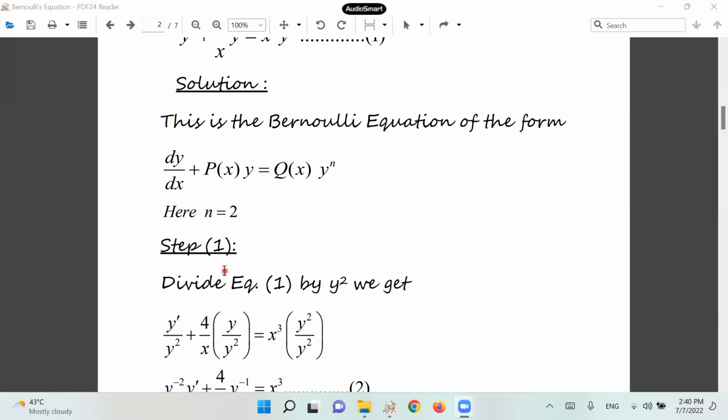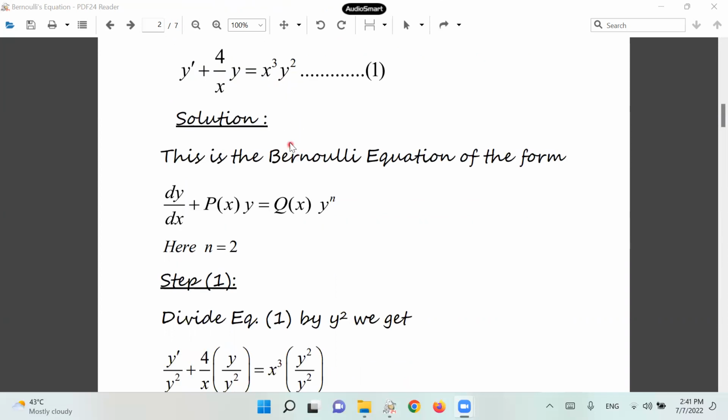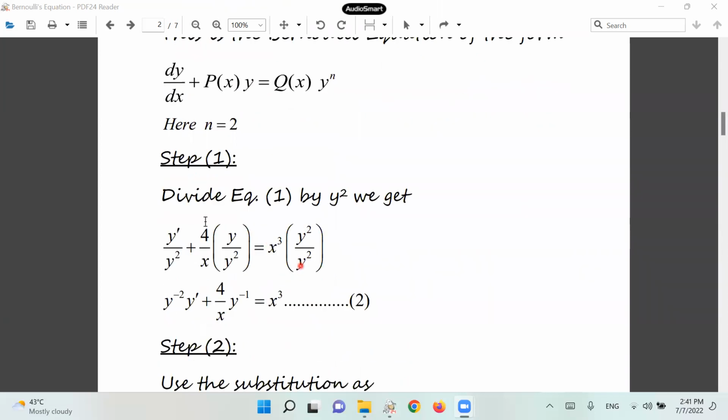There are a few steps we have to follow in order to solve the Bernoulli's differential equation. Step number 1 is to divide equation 1 by y squared. Whatever the power is, y squared, y cubed, y to the 4, we divide each term by it. So we get y'/y^2 + (4/x)(y/y^2) = x^3 (y^2/y^2), which cancels to become x^3.